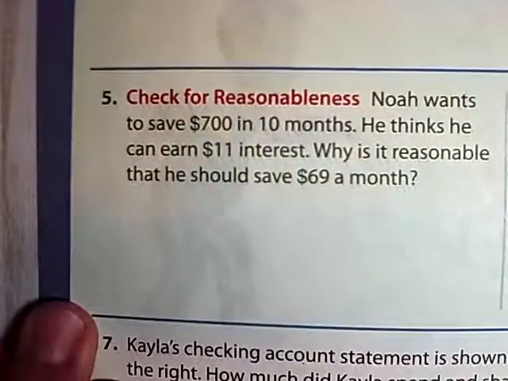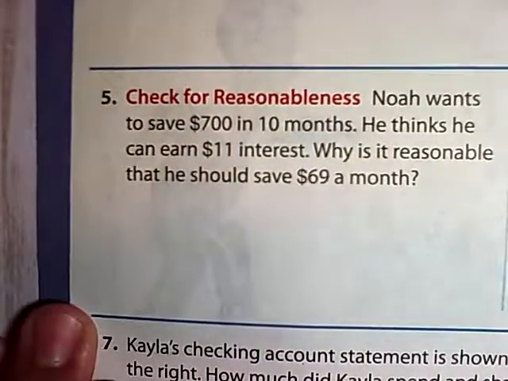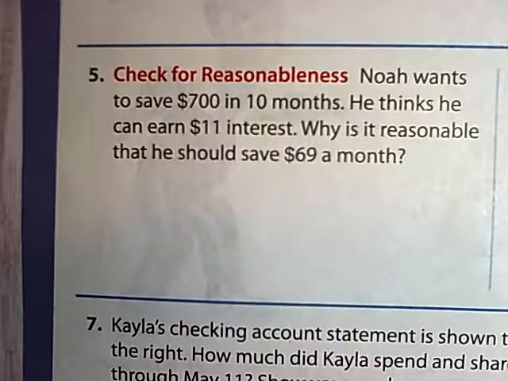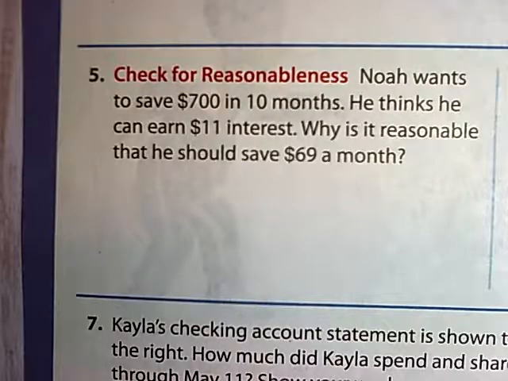All right, let's take a look at number 5 together, because this one requires a little bit more thinking and I wanted to kind of guide you. Number 5 says Noah wants to save $700 in 10 months. He thinks he can earn $11 interest. Why is it reasonable for him to save $69 a month?